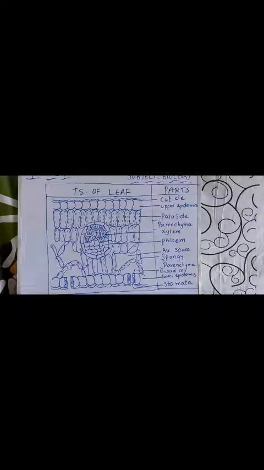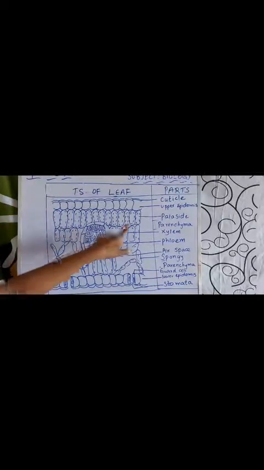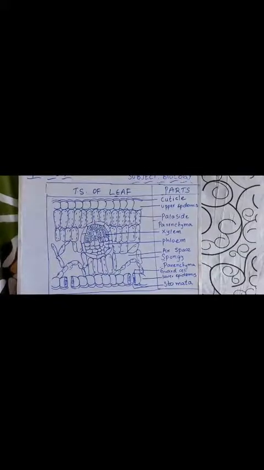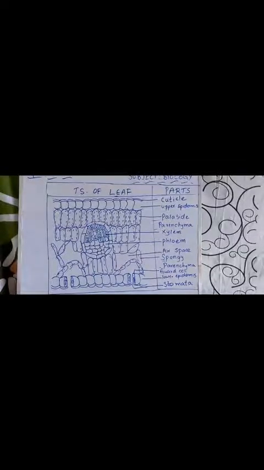And here, these are the parts of the transverse section of the leaf. Cuticle, upper epidermis, the palisade parenchyma on the upper side, then xylem, phloem, and air spaces present in the spongy parenchyma. Upper one palisade parenchyma, lower one spongy parenchyma. Down here you can see the stomata surrounded by the guard cells, and down also you have the cuticle. This is the easy way to understand, and an easy way to draw the diagram of TS of leaf.